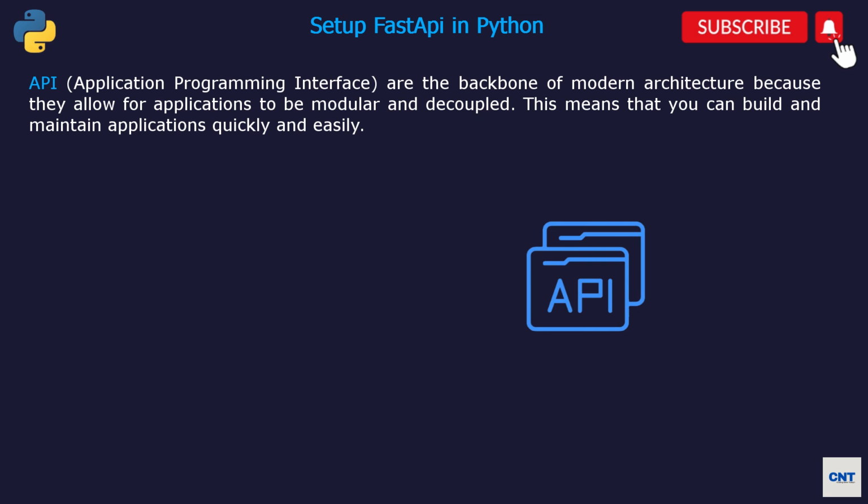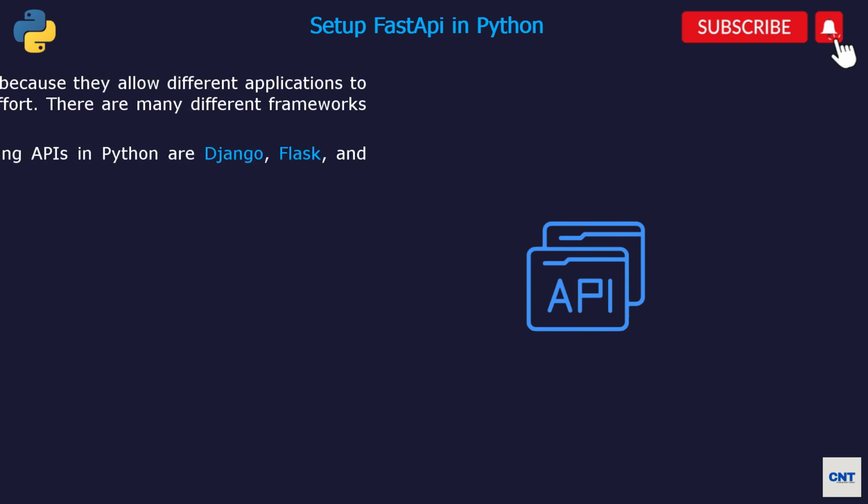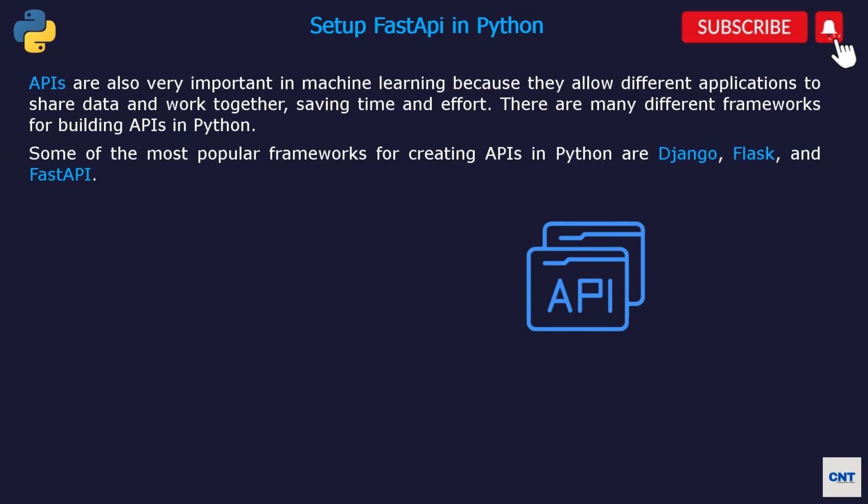APIs are the backbone of modern architecture because they allow applications to be modular and decoupled. This means that you can build and maintain applications quickly and easily. APIs are also very important in machine learning because they allow different applications to share data and work together.